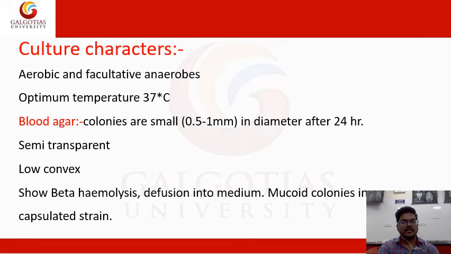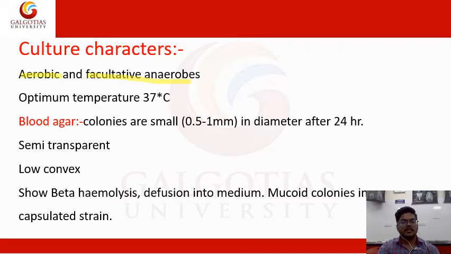Now the culture characteristics of Streptococcus. They are aerobic and facultative anaerobes. Aerobic means they grow in the presence of oxygen, and facultative anaerobes means they will also grow where there is a lack of oxygen or a lower concentration of oxygen. The optimum temperature for growth is 37 degrees Celsius.